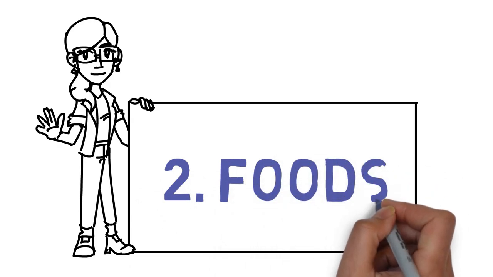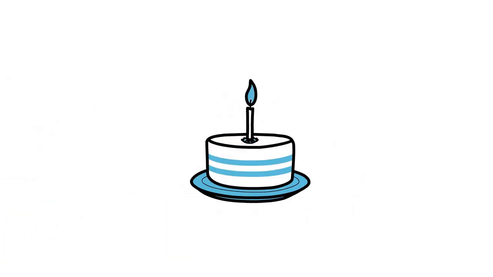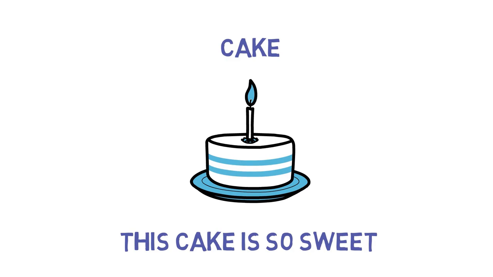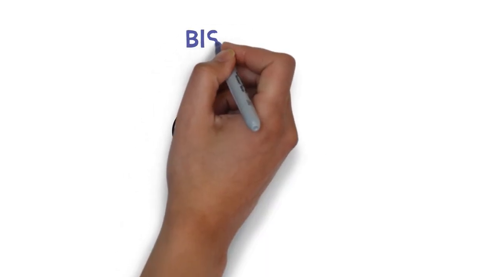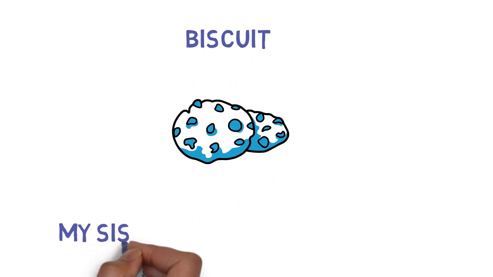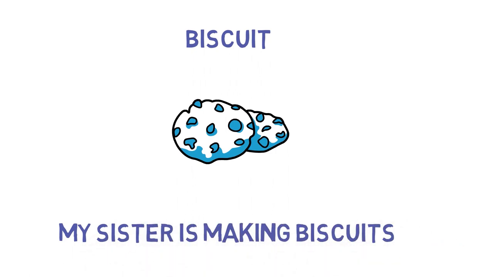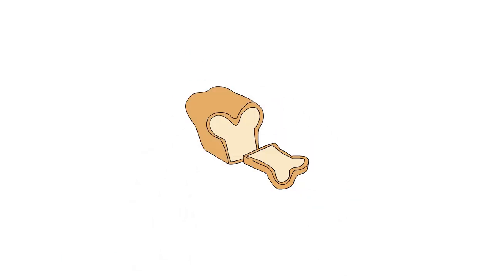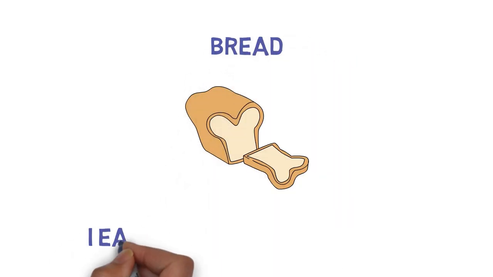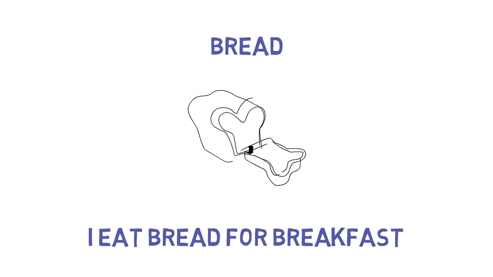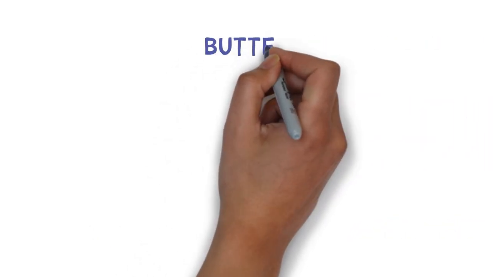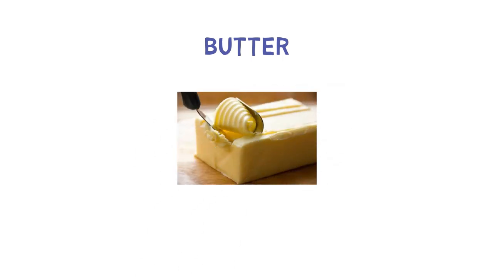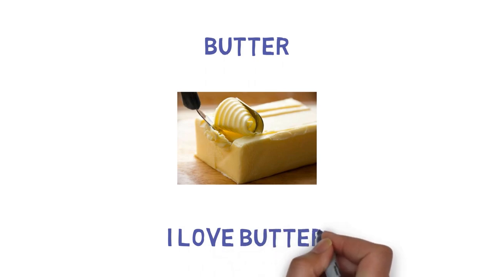2. Foods. Cake. This cake is so sweet. Biscuit. My sister is making biscuits. Bread. I eat bread for breakfast. Butter. I love butter.